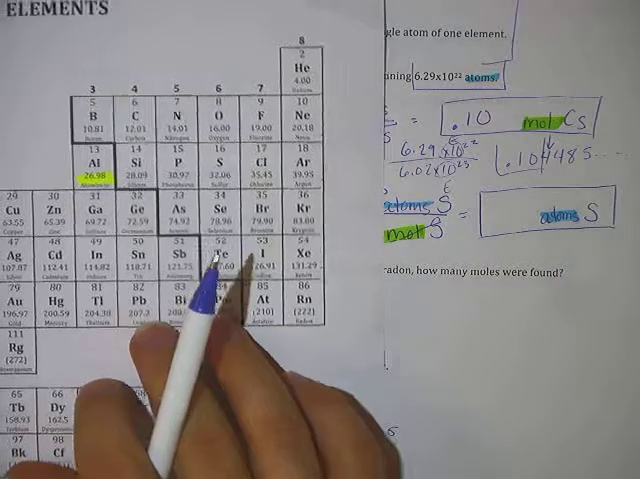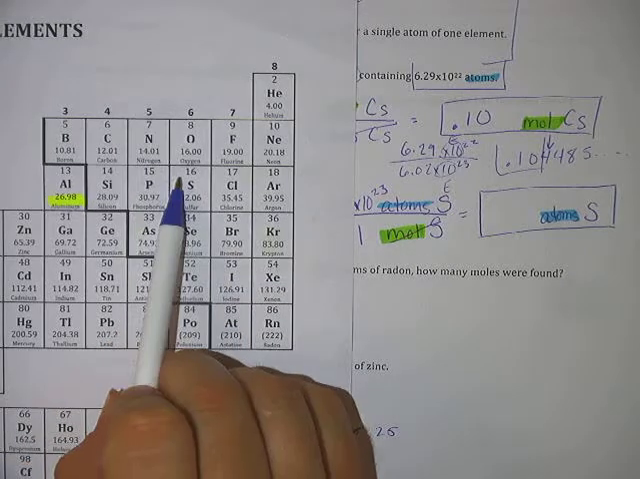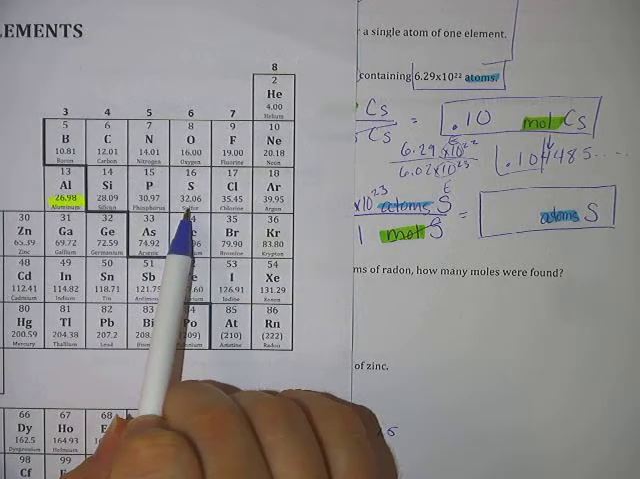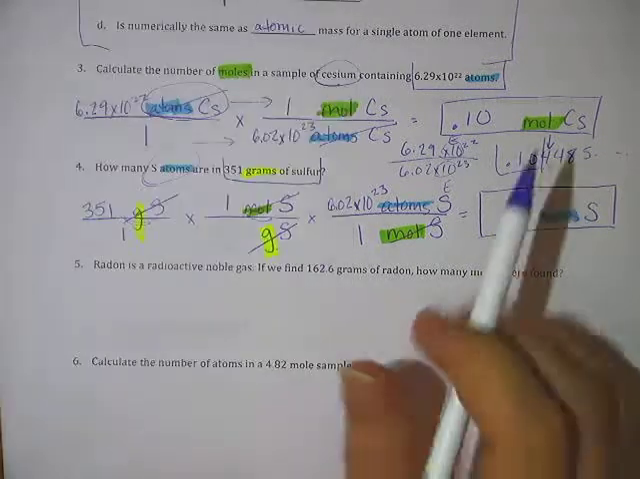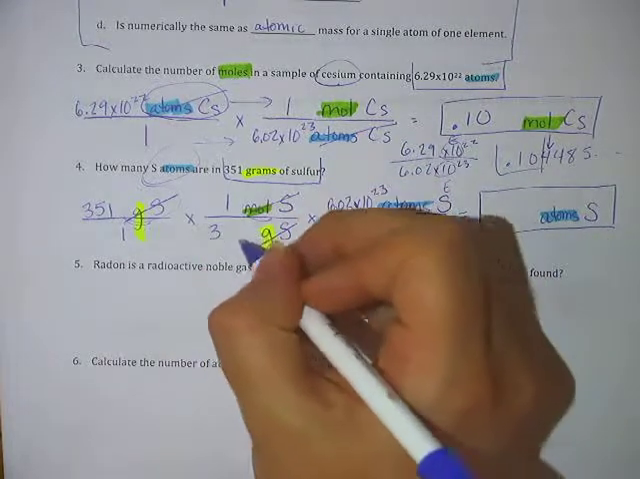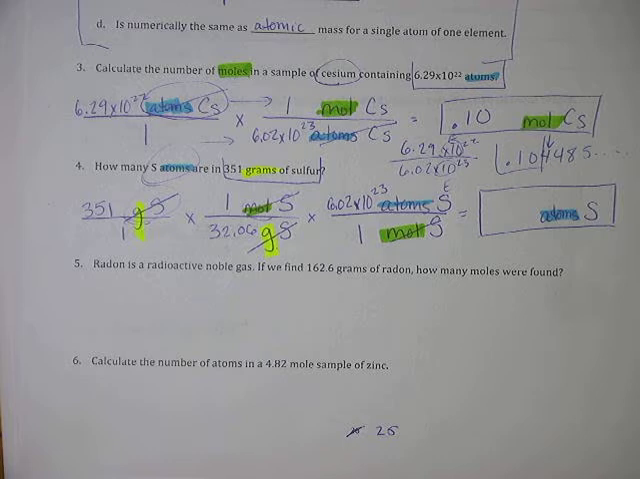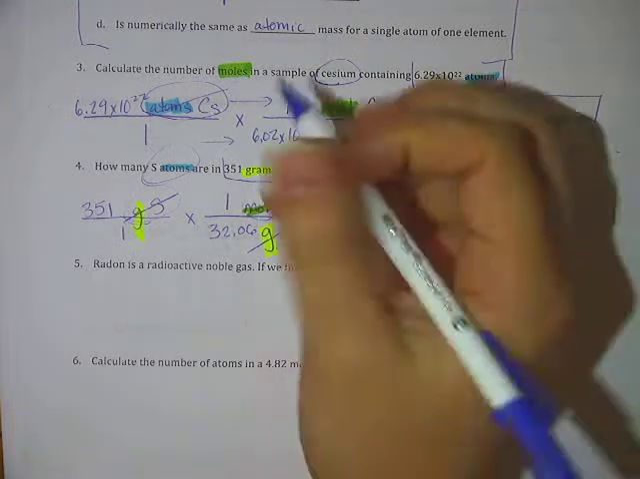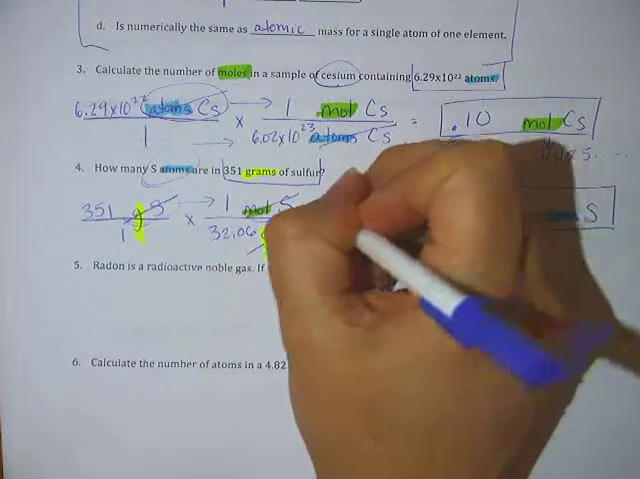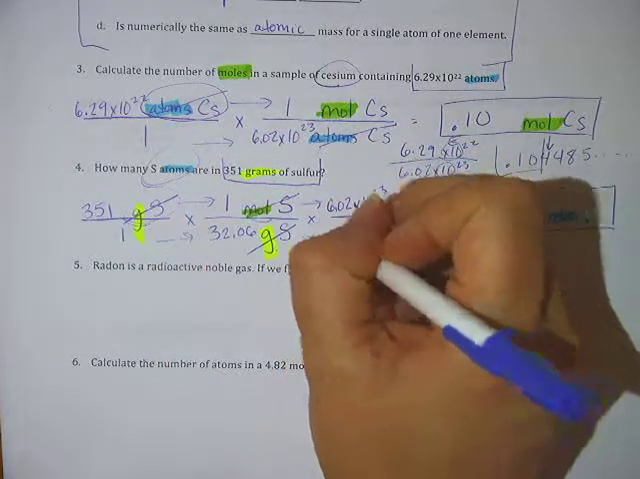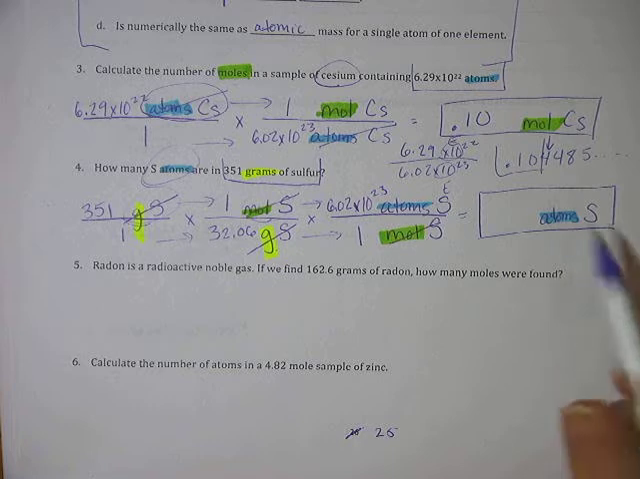So I go find sulfur on the periodic table. Sulfur's right here. Its atomic mass is 32.06. So I'm going to put 32.06 right there. And now all my fractions are filled out. Back to my calculator. Top times top times top. Bottom times bottom times bottom. Get your new top and new bottom and divide.